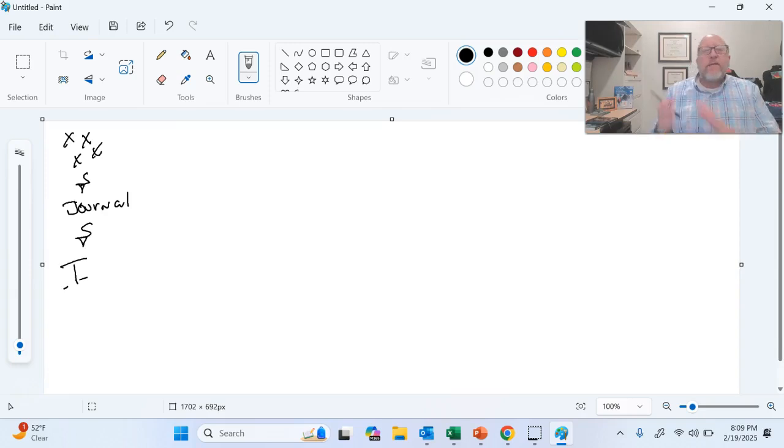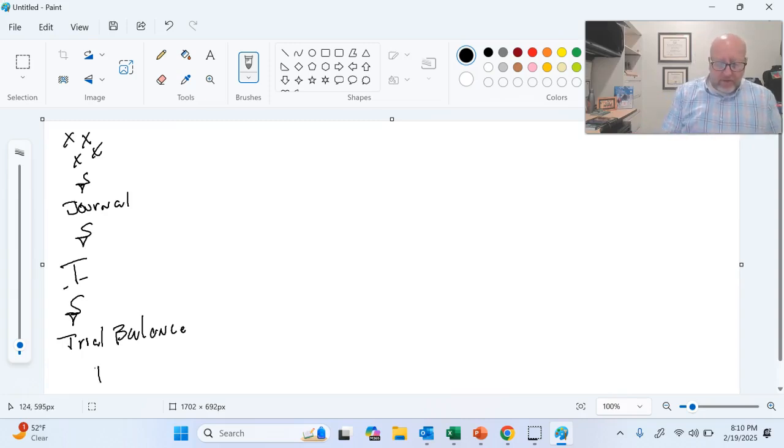Then, when we get to the end of the period, we want to add up all the debits and all the credits of each T account and figure out what the ending balances are. Then we're going to send the ending balances to the trial balance. The trial balance is a report that shows all of the different accounts within our system and their ending balances, and whether they're debits or credits. From the trial balance, we can create the financial statements.